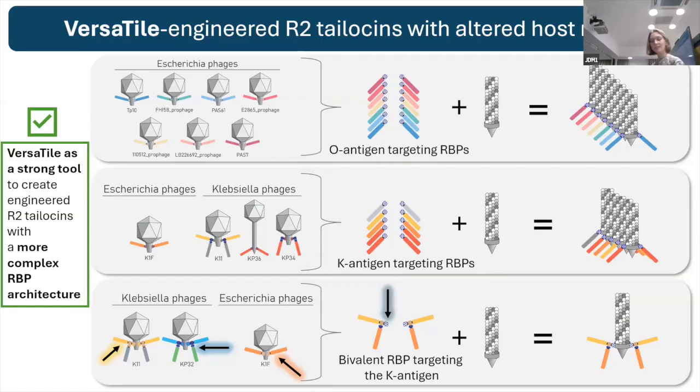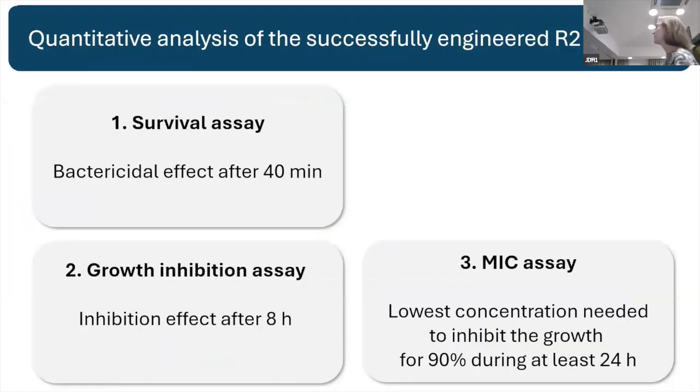And all these successfully engineered R2 tailocins were validated in 3 assays. We have the survival assay, which was used to quantify the killing effect after 40 minutes. We had the growth inhibition assay to quantify the extent of inhibition after 8 hours. And then we also did the classical MIC assay to determine the lowest concentration needed to inhibit the growth for 90% for at least 24 hours.